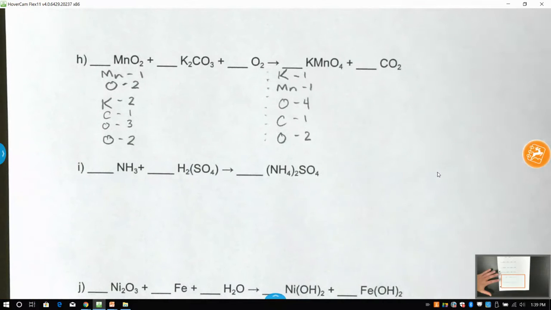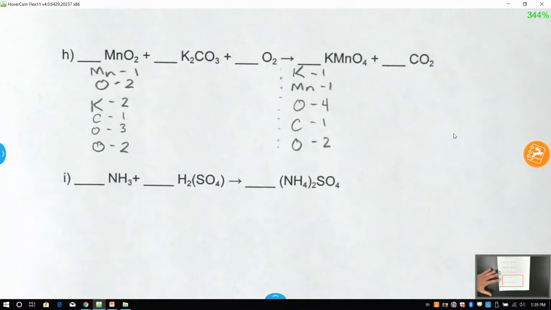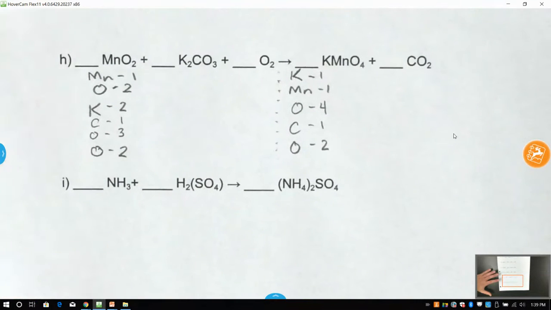So there's a way that you can do this. There's a couple ways you can do this, but I'm going to show you the easiest and quickest way. If you start out like you normally would, you would realize towards the very end, oh crap, the oxygens aren't going to balance like this, so I would have to erase everything and restart. But I'm going to show you how to avoid that restart on this one.